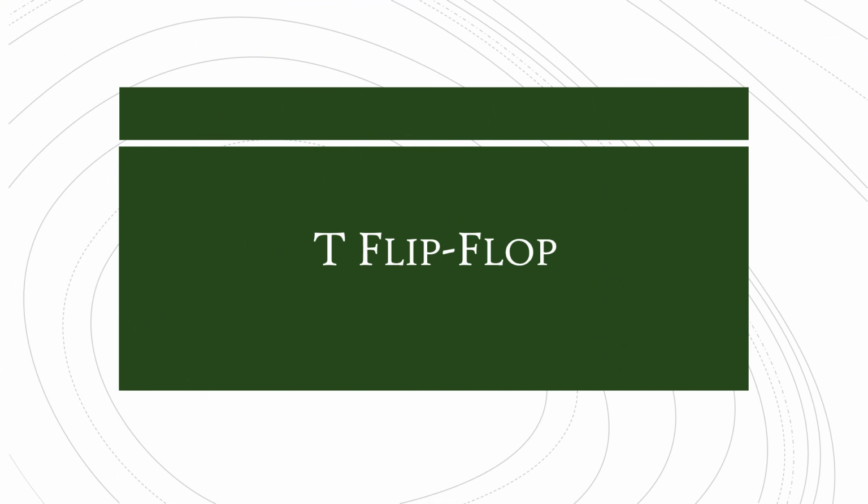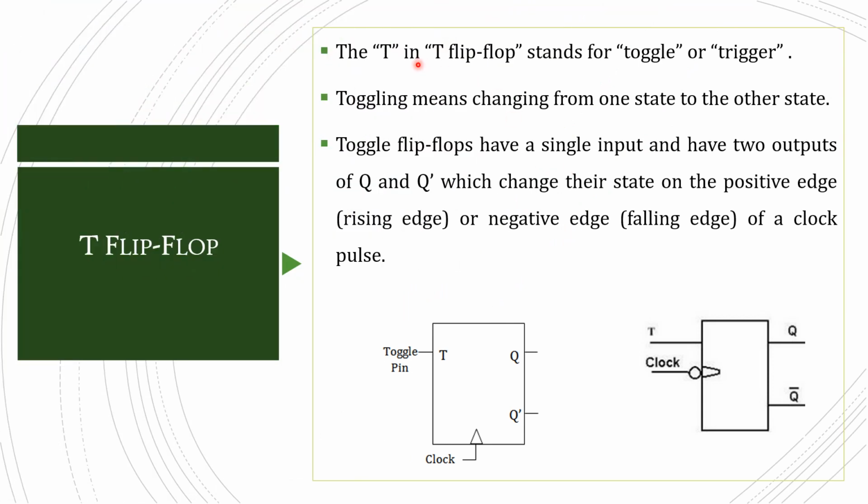Let's discuss the T flip-flop. The T in T flip-flop stands for toggle or trigger. Toggling means changing the state from one to another, switching the state from one to another. Okay, the toggle flip-flops have a single input and have two outputs, namely Q and Q bar, which change the state on the positive edge or the negative edge of a clock pulse. So based on that, we'll be having two varieties: positive edge triggered T flip-flop and negative edge triggered T flip-flop.